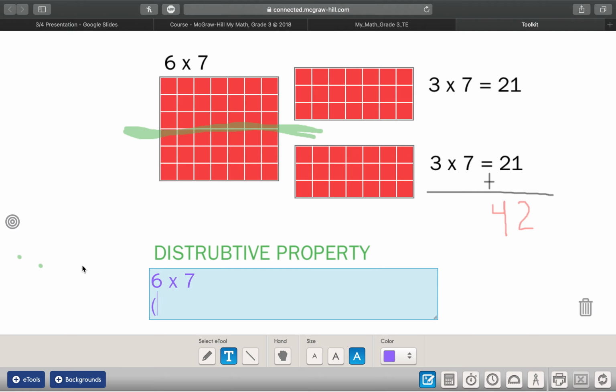6 times 7 is the same thing as saying 3 times 7 plus what? The bottom array, 3 times 7. Okay, these two things are the same. You can break apart 6 times 7 into 3 times 7 and 3 times 7. Then you just have to add them together and you get your total sum. And that is called the distributive property of multiplication.